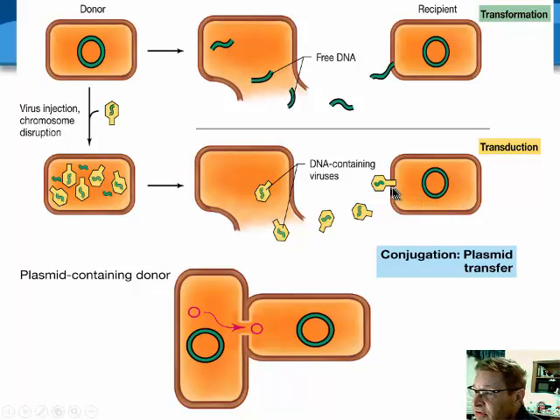Now, in transduction, here the DNA is carried by a virus. The virus would be a bacteriophage, and so that virus is delivering the piece of DNA to the recipient chromosome. And then in the third case, this is a process called conjugation. In the conjugation process, there's actually a special plasmid or a piece of DNA that's outside of the chromosome that gets moved from one cell to the other cell.